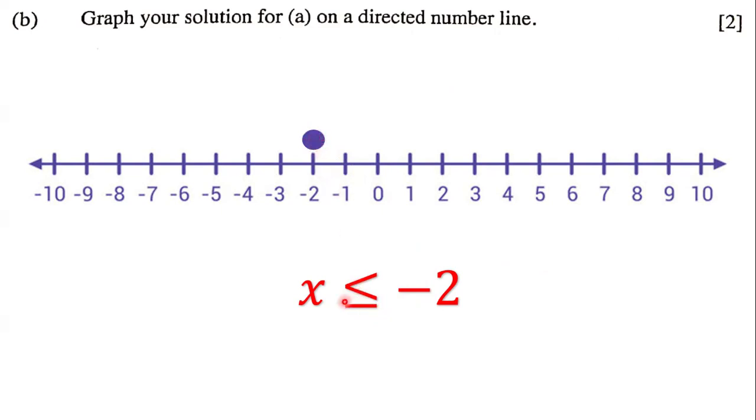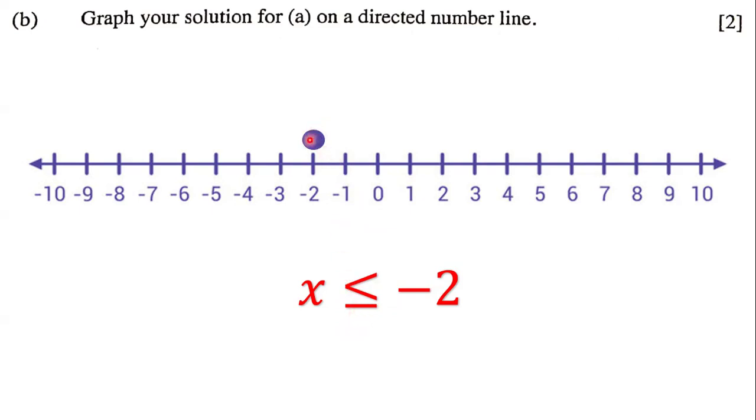But if the line was not there and it just was x is less than negative 2, then we wouldn't have to shade this circle. We're just going to leave it as an unshaded circle. But the line is here, and we have to shade in this circle.